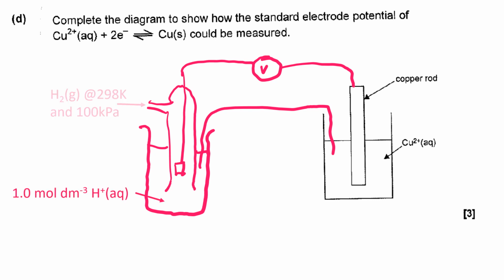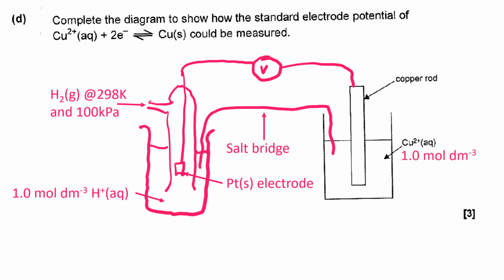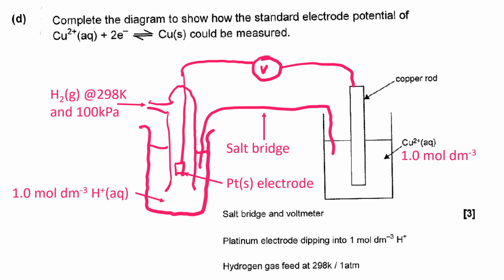So don't forget it has to be labelled up in the correct way. And just to be on the safe side, I also put 1.0 mole per decimeter cubed on the right hand side next to where they put Cu2+. Now that's their marking points, so they're not too worried about whether you put 1.0 mole per decimeter cubed next to Cu2+. But the salt bridge and voltmeter have to be in there. The platinum electrode has to dip into 1 mole per decimeter cubed of H+, and the hydrogen gas has to be 298K and 1 atmosphere, or 100 kilopascals will be acceptable.